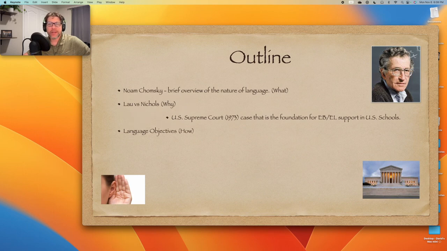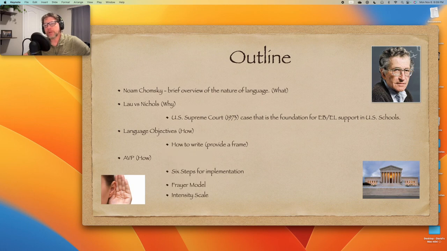And then we're going to look at how we do this. So what is language development? Why is it important in schools? And how do we go about doing this? So we're going to talk briefly about language objectives and how to write them. I'll have a frame for you. We're also going to talk about academic vocabulary program as part of the how. And we're going to go over the 6 steps for implementation. And to cut some time off, I have cut these out, the Freire model and an intensity scale.